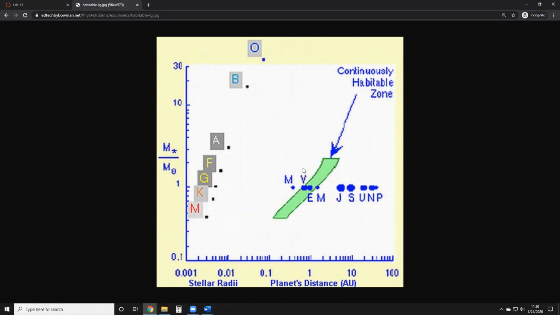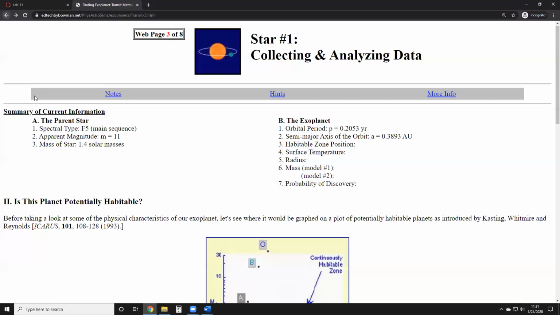Okay. So since I'm around here, in order for the planet to be in this green swath, which is the habitable zone, that planet has to be, if I kind of come down here, more than 1 AU away from that star, okay, which means it is not in the habitable zone because ours was only 0.38.